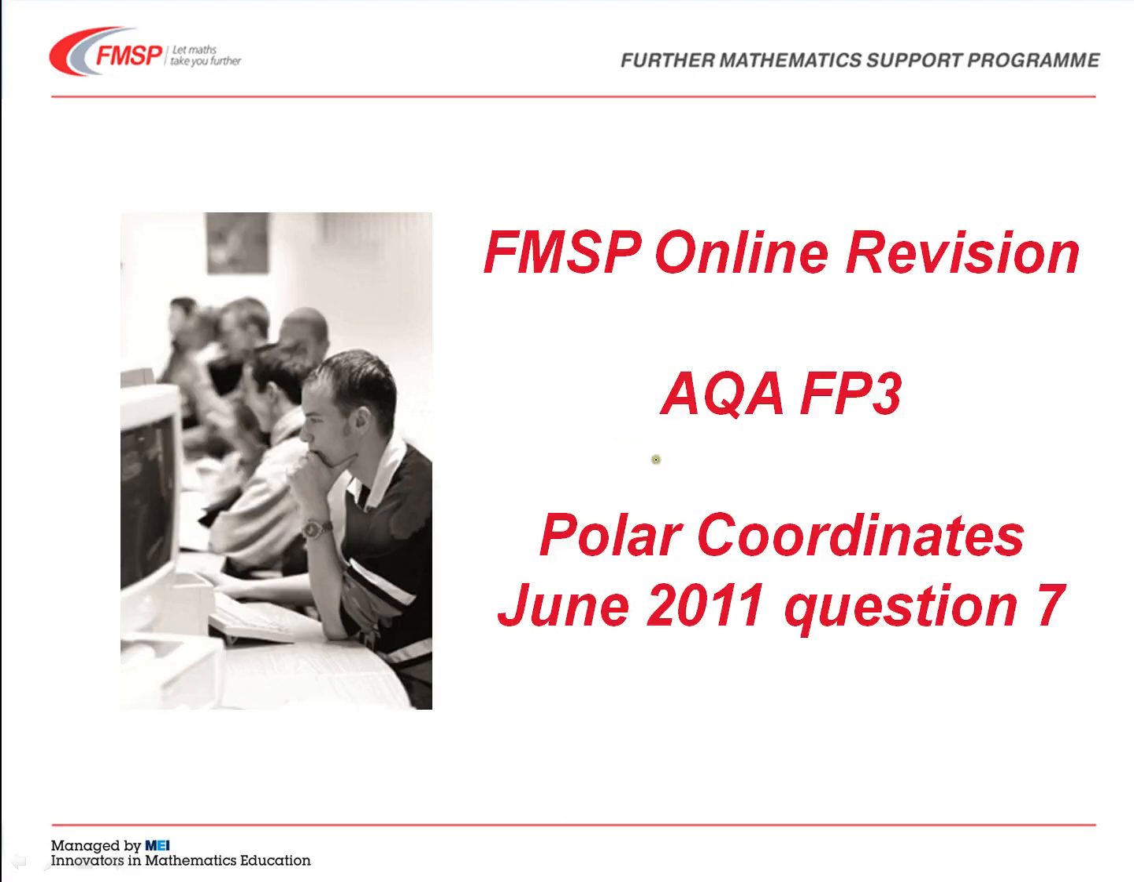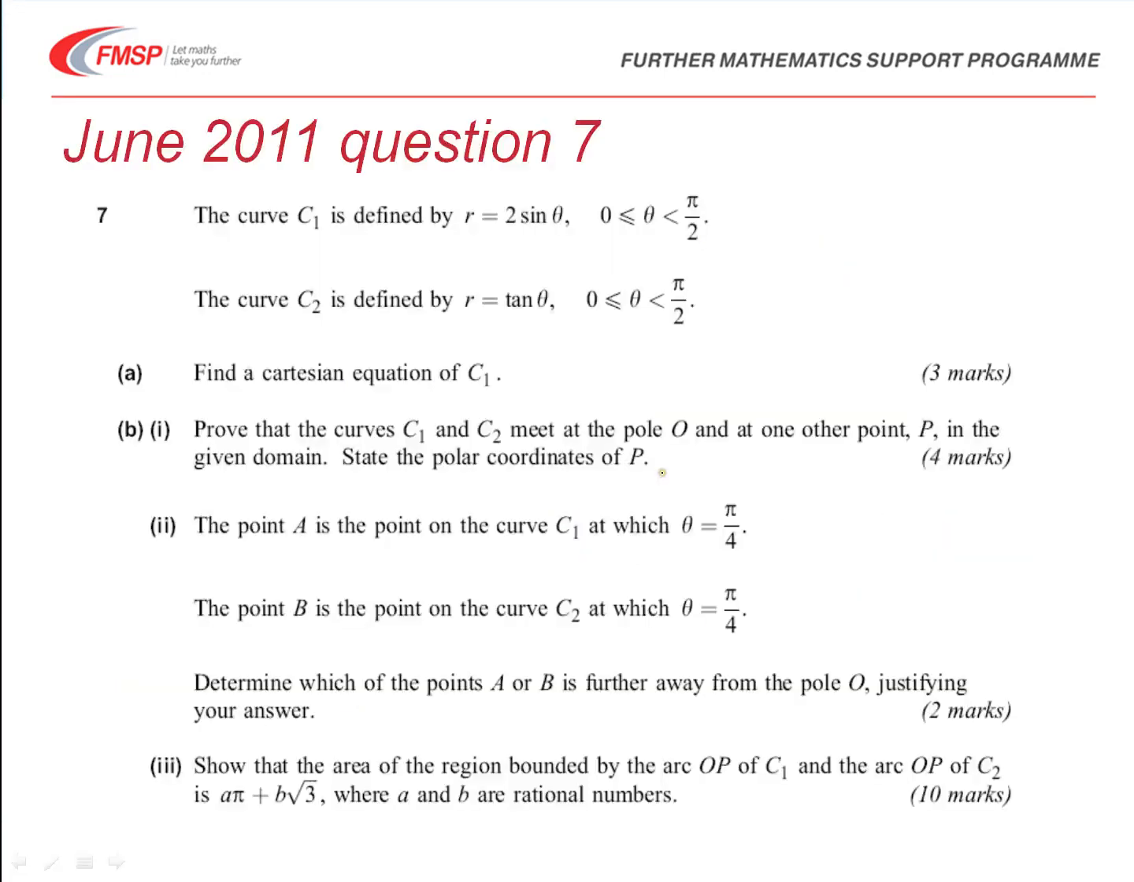Welcome to this online revision session for AQA FP3, in which we'll be looking at the June 2011 question 7 on polar coordinates. As you can see, there's a number of parts in this question relating to two curves, C1 and C2, and their equations are given, the range of values of theta over which we're working. And then, first part, we have to change one of them from a polar to a Cartesian form.